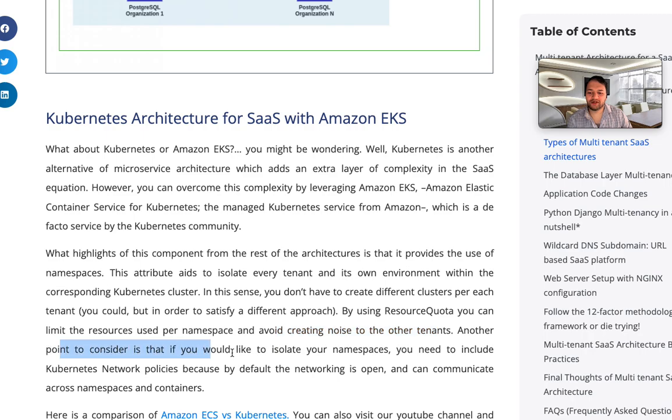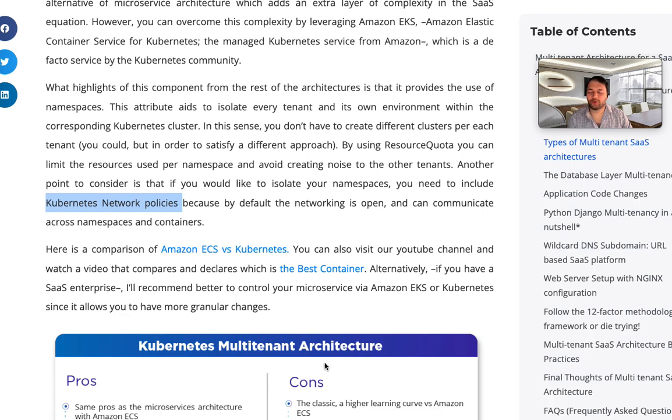Another point to consider is that if you would like to isolate your namespaces, you need to include the Kubernetes network policies, because by default, the networking is open and can communicate across namespaces and containers. So if you want to isolate the different tenants and you're using namespaces, make sure that you include your Kubernetes network policies.